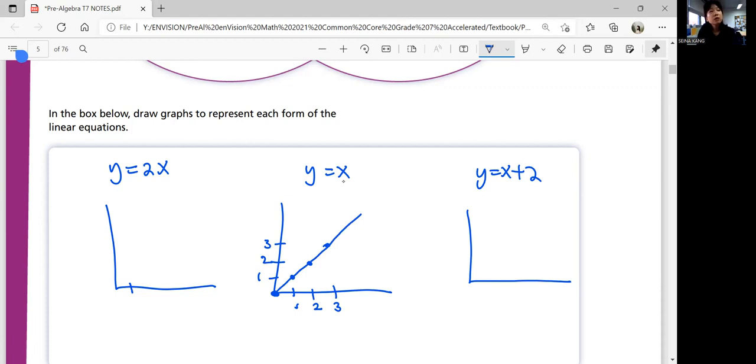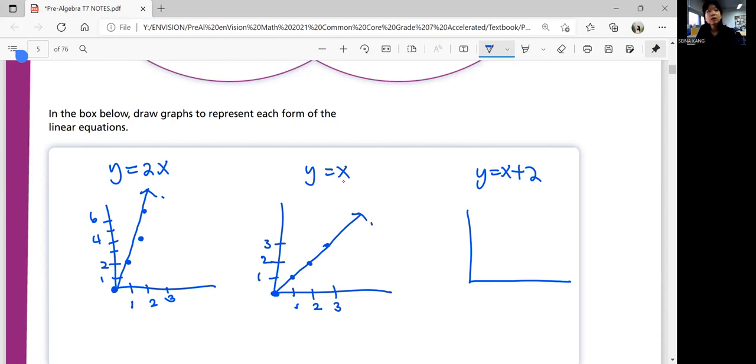Y is equal to 2x also starts with 0. But when x is 1, 1 times 2 is 2. So you have 2. And then when x is 2, you have 4. When x is 3, you have 6. So then it's growing much faster than y equals x. But they're both linear, right?